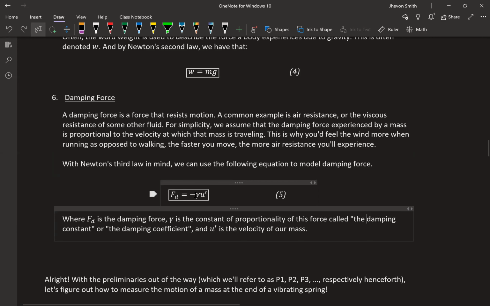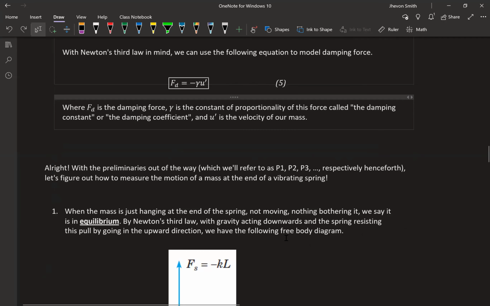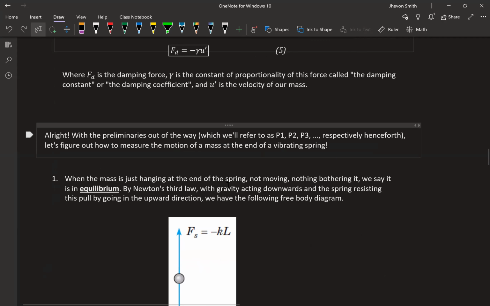And again, negative here, because the damping force is going to be pulling upwards, because the spring is going downwards by gravity. The air resistance is going to blow towards the bottom of the mass and try to pull it upwards. And so that's why that's negative there. So that's that equation, equation 5.